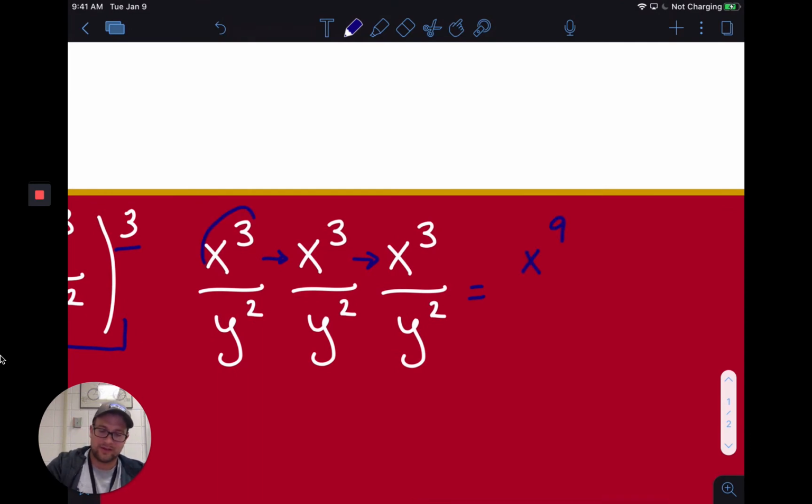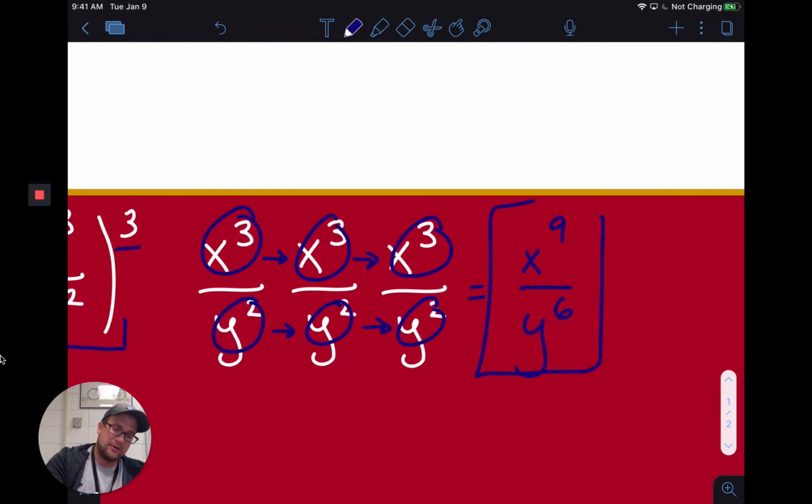If I take these 3 and these 3 and these 3, I put them all in the same pile. When we multiply things with the same base, we add exponents. So I'm going to get x to the 9th. And now on the bottom of this expression, we're going to have 2 y's, 2 y's, and 2 more y's, because we're just multiplying across. We will have y to the 6th.